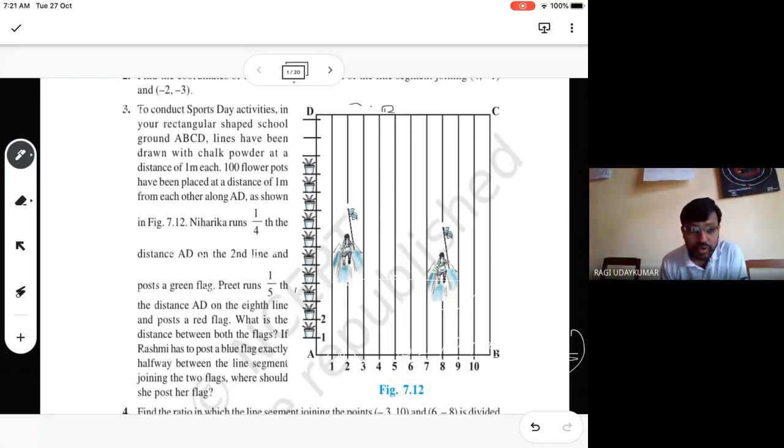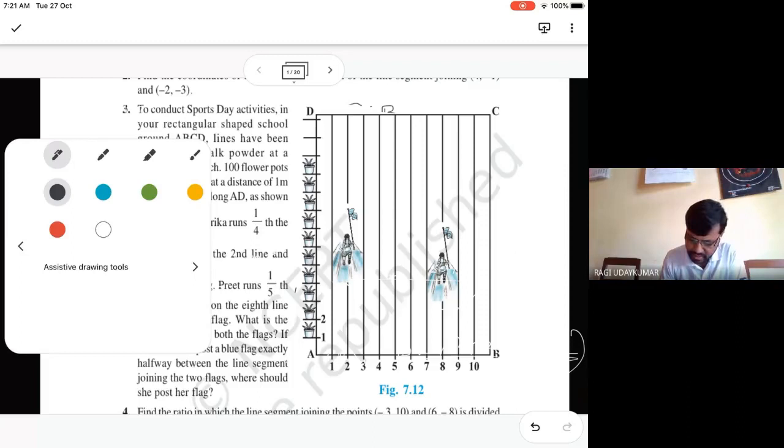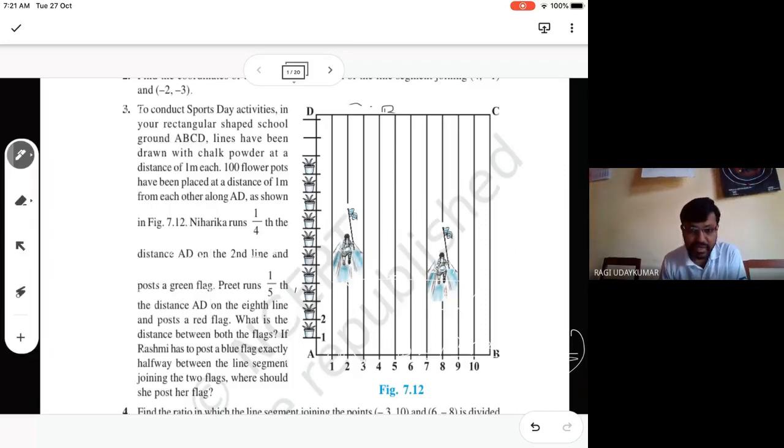To conduct the sports day activities in your rectangular school ground ABCD. ABCD is the school ground you try to consider. So lines have been drawn with the chalk powder at a distance of 1 meter. Here it is given that the distance from this place to this place is 1 meter. ये दोनों का बीच में डिस्टेंस 1 मीटर है. इधर भी 1 मीटर है. So distance between the two consecutive points here is 1 meter.